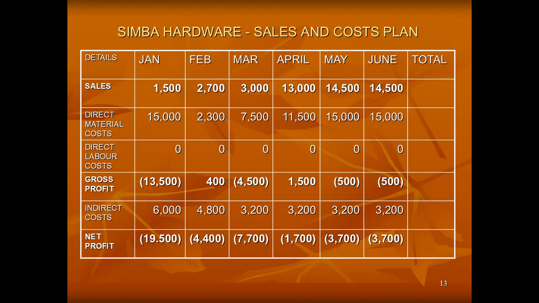So this is also not bad. If you are making sales, the sales have increased from January to June dramatically, and the direct material cost went from 15,000 to 2,300 to 7,500. He increased the direct material cost when he saw that he was making more sales. And that is why you see that there was no major gross profit, no profit.